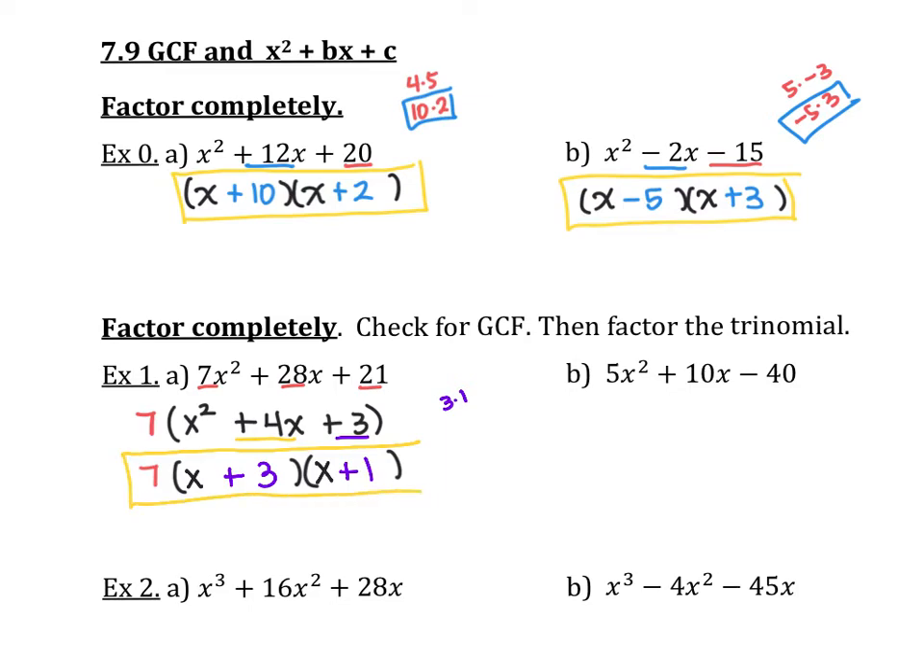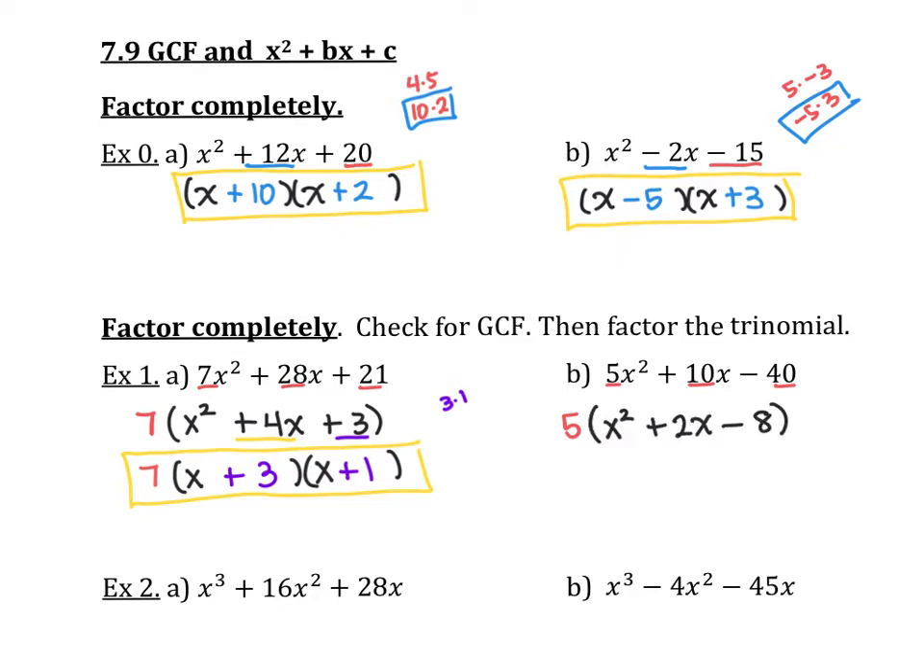So this is completely factored. I first took out the common factor, and then I looked at the remaining trinomial to see if I could factor it more. I'm going to do the same thing on this one. First let me check and see if the coefficients have a common factor. 5, 10, and 40. I can take out a 5. Do they have any variables in common? X squared, x, no variable. No variables in common. So let's take out the 5. 5 times x squared is 5x squared. 5 times 2x is 10x. Minus 5 times 8 is 40.